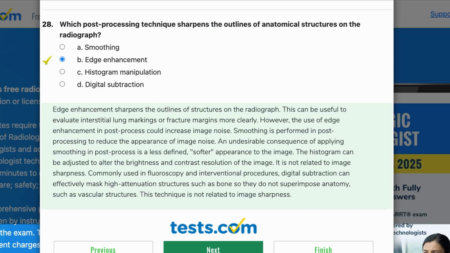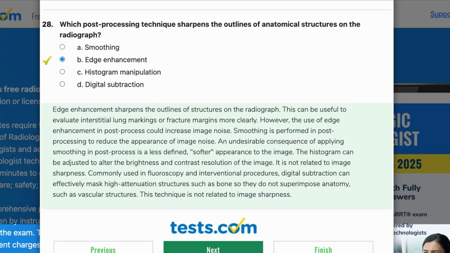Smoothing is performed in post-processing to reduce the appearance of image noise. An undesirable consequence of applying smoothing in post-processing is a less defined, softer appearance to the image. The histogram can be adjusted to alter the brightness and contrast resolution of the image. It is not related to image sharpness.